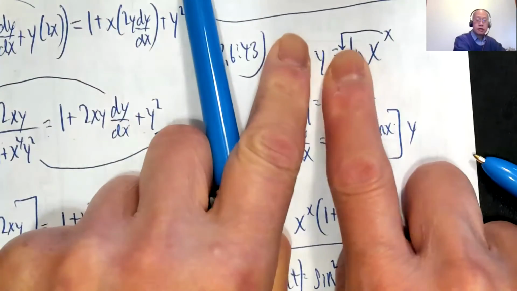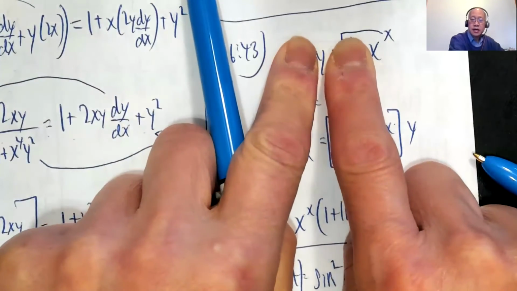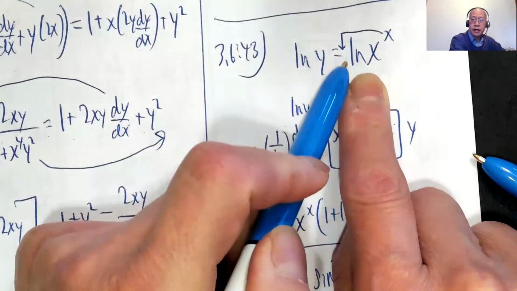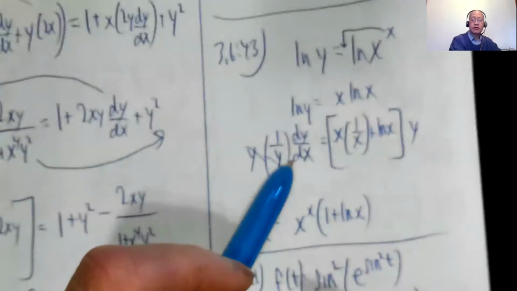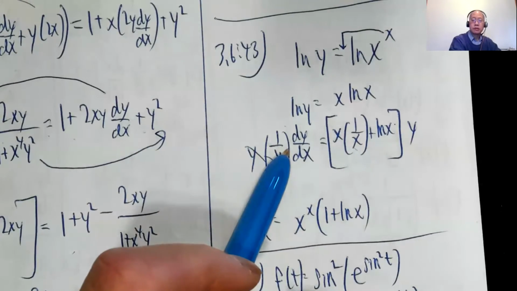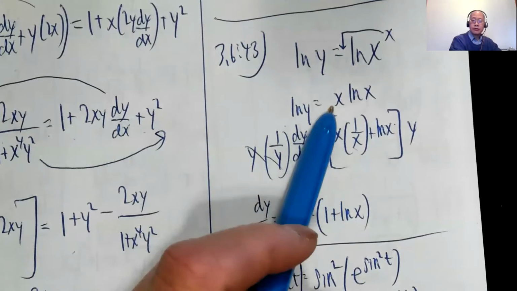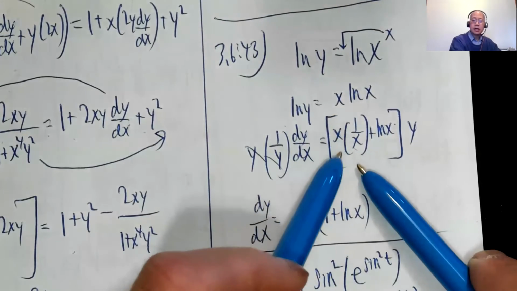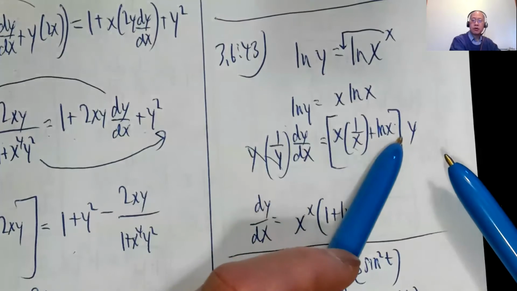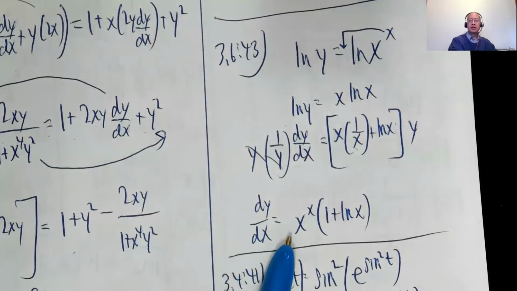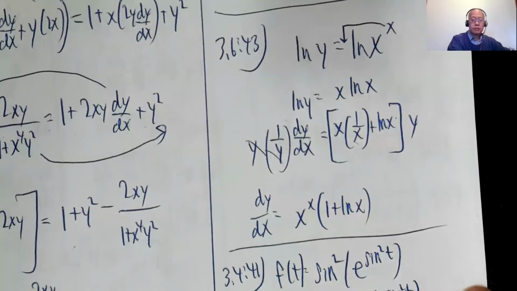3.643, the original was y equals x to the x. Take the ln of both sides, bring the x down in front. 1 over y dy dx, that's always going to happen for these logarithmic differentiation problems, equals the derivative of this. First times the derivative of second, x times 1 over x, plus ln x times the derivative of the first, which is 1. Multiply both sides by y, which is x to the x. Dy dx is x to the x times 1 plus ln x.